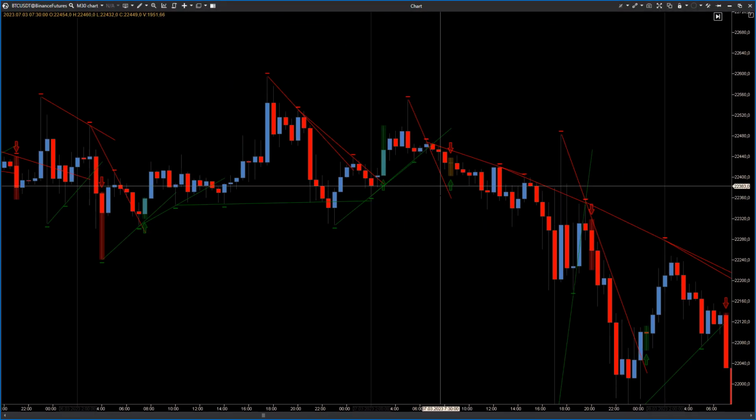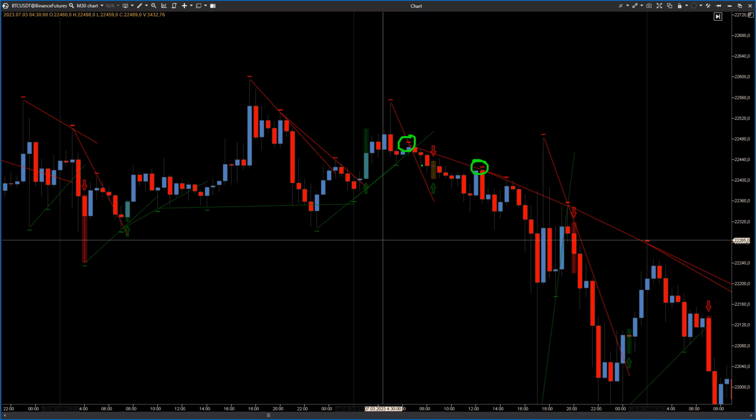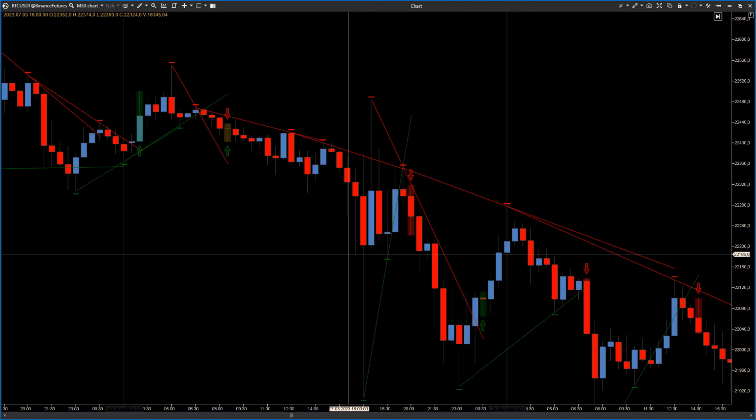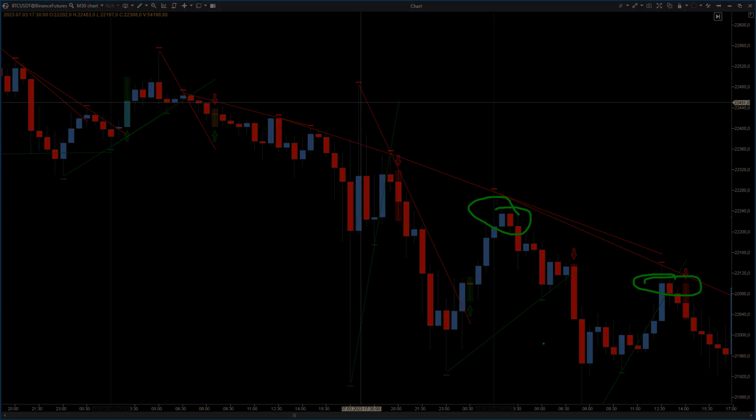So, this indicator looks for breakouts, but does not look for rebounds from trend lines. If this function is needed, then write about it in the comments.